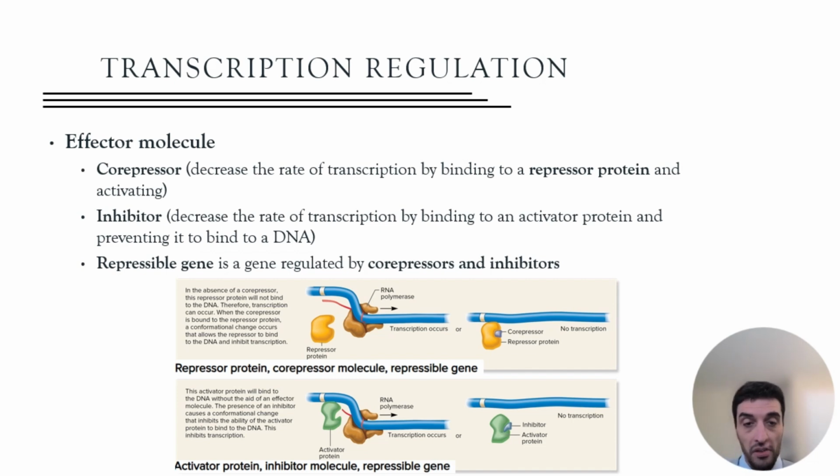You also have effector molecules that straight up are inhibitors. So it's going to connect into an activator protein. And when it connects to this activator protein, this protein no longer activates the gene expression. Okay? These genes that are regulated by corepressors and inhibitors, we call this gene a repressible gene. So we have an inducible gene and we have repressible genes. Okay?